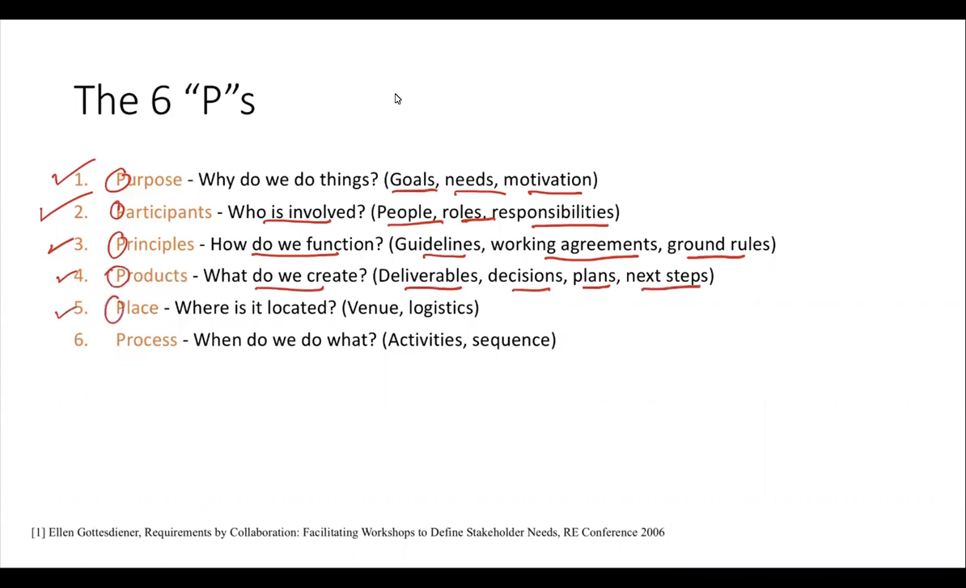Places. Where is this located? That means you need to identify the venue and the logistics. And finally, the process. When do we do what? Activities and sequences.